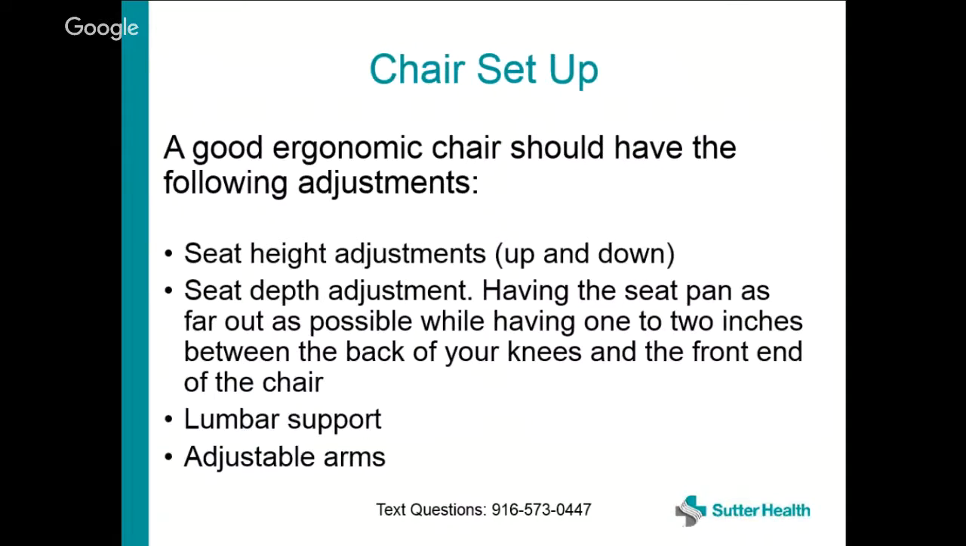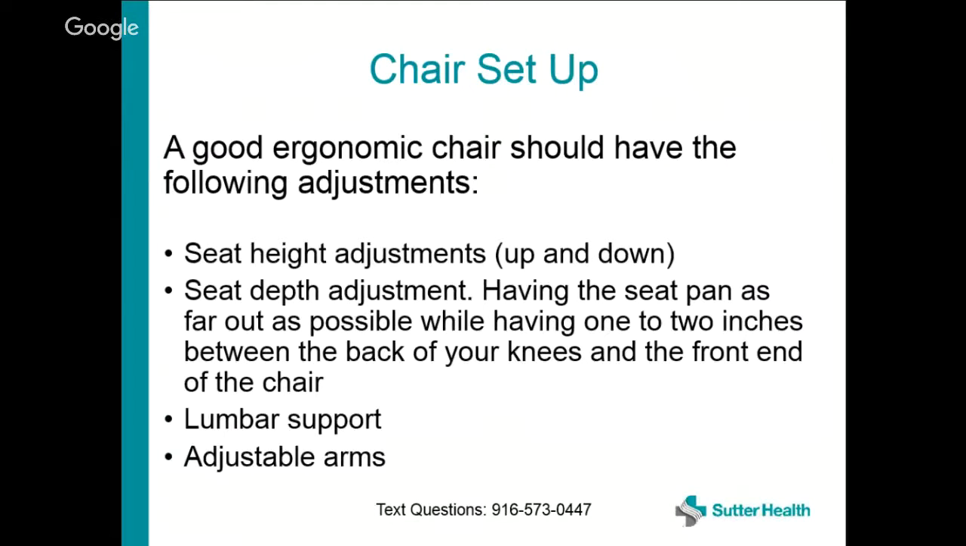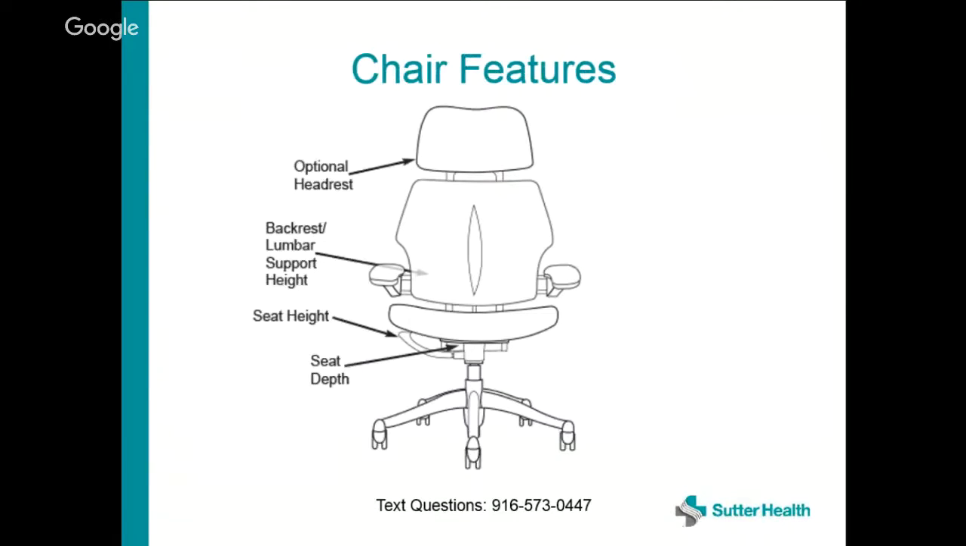So looking at the chair, essentially the chair is your base of support. If that is off, everything else is going to be off. So a good ergonomic chair should have some basic adjustments. So seat height, seat depth adjustments, lumbar adjustments. Armrests are optional. And here's a picture of a Human Scale Freedom chair, one of our Sutter standard chairs.